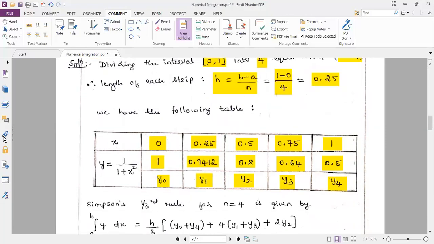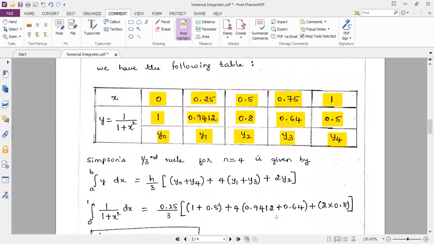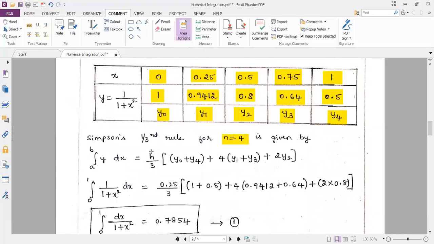Now writing down the Simpson's 1/3 rule, for n is equal to 4, we have integral a to b y dx is equal to h by 3 into y0 plus last term, that is y4, plus 4 times of y1 plus y3, the odd suffixes, plus 2 times of the even suffixes, which is y2. We are not going to repeat any of the ordinates here while writing down the formula.